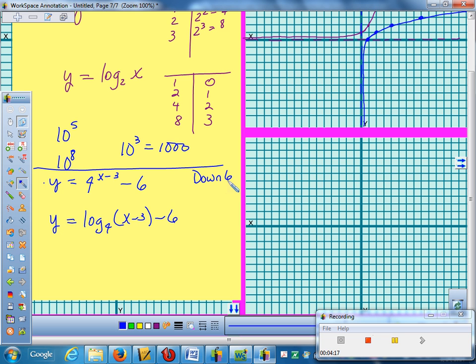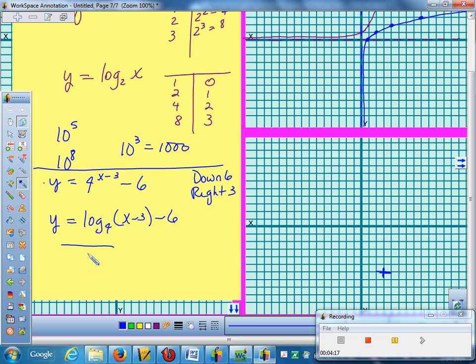So they're both down 6 because they both have a minus 6. Notice both of them have a quantity: x has been changed to x minus 3. Right 3. So they both went right 3. I'm going to shift them both to the exact same location. I'm not going to shift them to two different places on you. So you're going to go right 3, down 6, and then you're going to do your t-table for your exponential function, plot it, then you're going to switch the x and y's, and plot your logarithmic function.